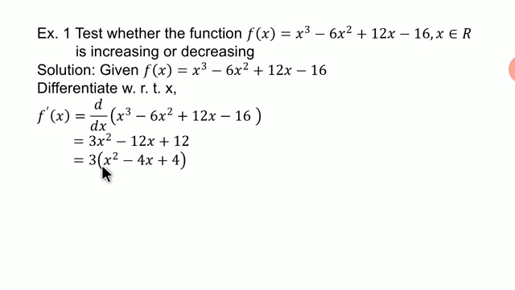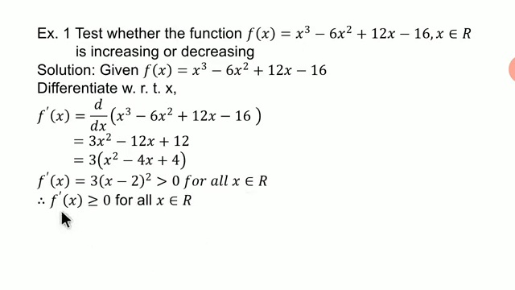Now we know if we take 3 as a common factor, we get 3 into x square minus 4x plus 4. Now we observe this bracket is a complete square, the complete square of x minus 2. So we get f dash of x is equal to 3 multiplied by x minus 2 bracket square. Now since 3 is positive and x minus 2 is a complete square, whether this bracket is positive or negative, the square is always positive. So this term is positive for all the values of x. So we get it is greater than 0 for all x belongs to R.